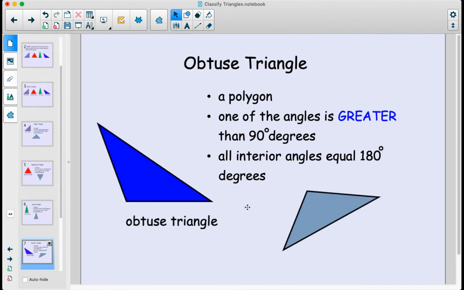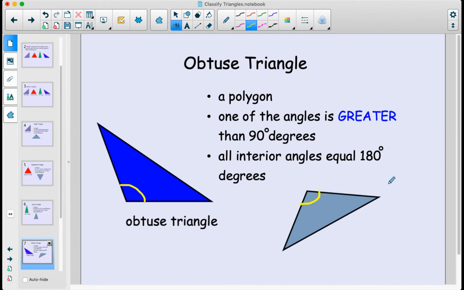Our last triangle is the obtuse triangle. The obtuse triangle is a polygon. One of the angles is greater than 90 degrees. So when we take a look at the obtuse triangle, this is our obtuse angle on this particular triangle. Here's our obtuse angle on this particular triangle.